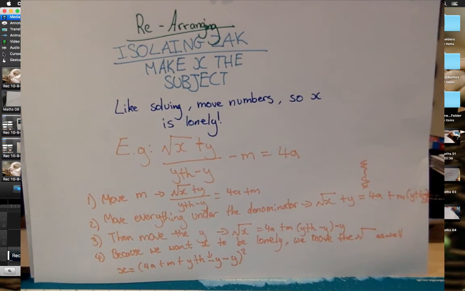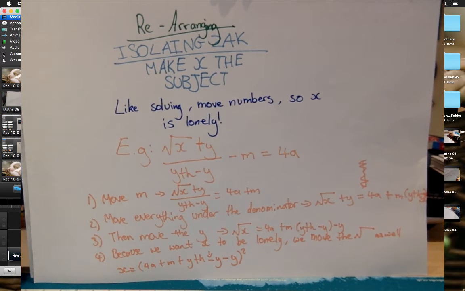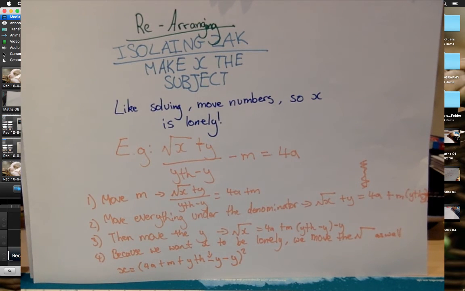And then the next step is move the y, so it becomes square root of x equals 4a plus m, in brackets y plus h minus y, close the brackets, and then minus y. And because we want x to be fully lonely, we then need to move the square root as well. So x equals all in brackets 4a plus m, times y plus h minus y, close brackets, minus y, all squared.